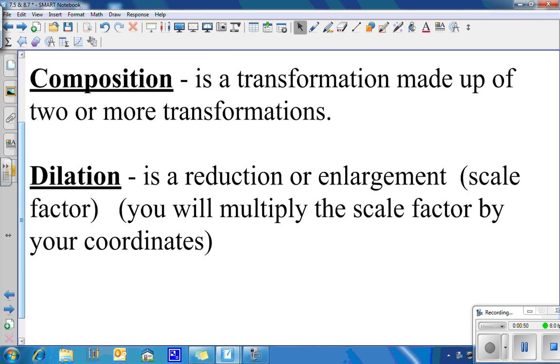And a dilation is a reduction or enlargement. Remember the scale factor, you will multiply the scale factor to see your coordinates. Remember I said it didn't matter if it's positive or negative, but if its absolute value is between 0 and 1, then you make the figure smaller. And if it's greater than 1, you're making your figure bigger. And it doesn't matter if it's negative or positive because it just changes the location.